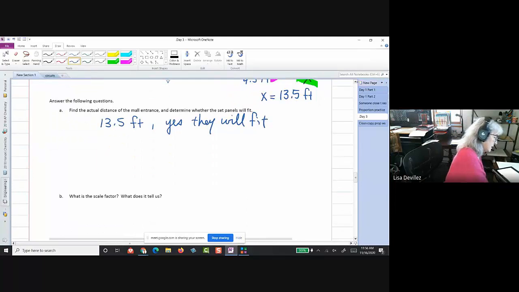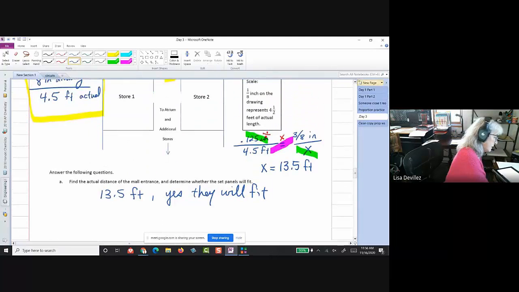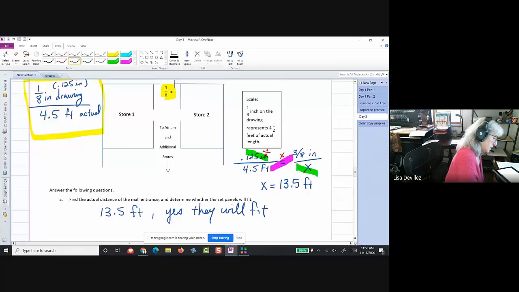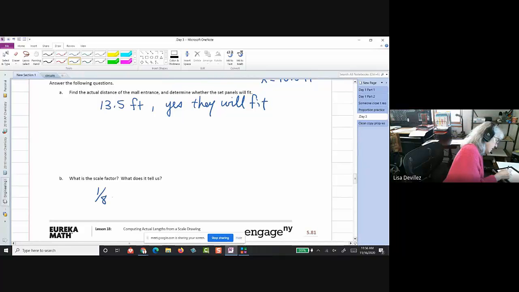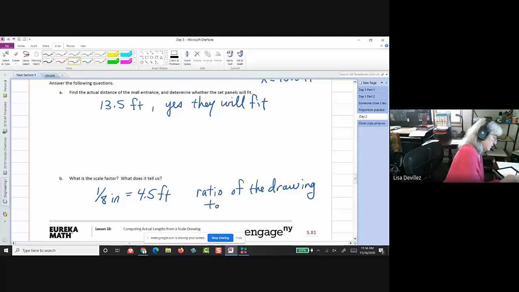And then it says, what is the scale factor? So the scale factor, it said, was 1/8 inch is 4.5 feet. So 1/8 inch equals 4.5 feet. And this tells us the ratio of the drawing to the actual mall.